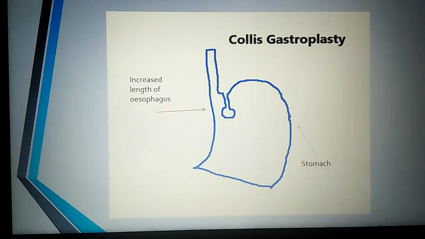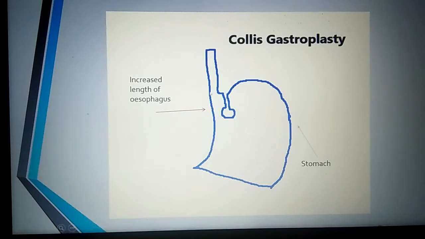Now here you can see in this slide, this is the esophagus. We have gone through this part of the stomach just by the side of this esophagus, cut it, then sutured, and from this place up to this place we have obtained an extra length of esophagus. So this Collis gastroplasty is creating a neoesophagus.